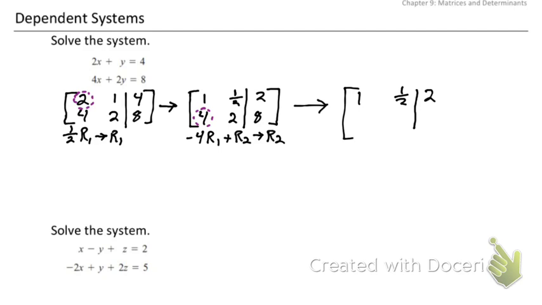And now what we're going to do is that negative 4 times row 1. So negative 4 times 1 is negative 4, plus 4 is 0. Negative 4 times 1/2 is a negative 2, plus a negative 2 is 0. Negative 4 times 2 is negative 8. Negative 8 plus 8 is 0.